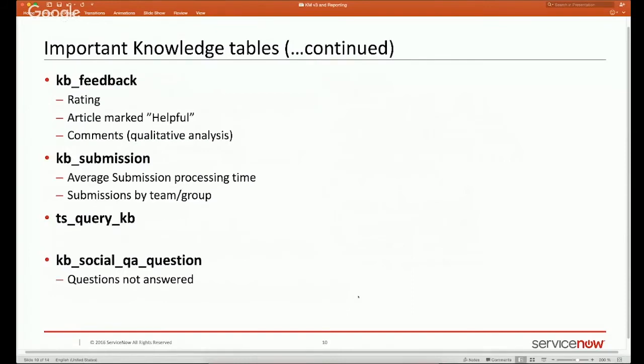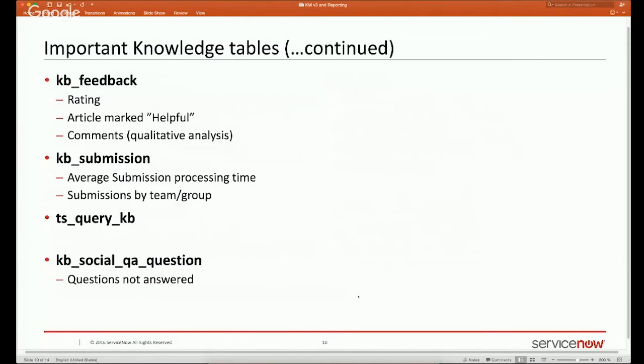Moving on, a few other tables. KB_feedback. This is where the rating is stored. This is also where, if you're using the helpful yes, no feedback mechanism on your knowledge article page, that information is stored. Also, comments that are received are stored here. That's not an easy thing to measure, but qualitatively you can look at comments for maybe some articles that have lower ratings, so you can find some of the information.